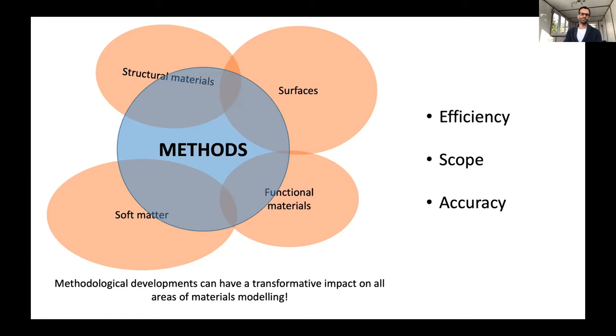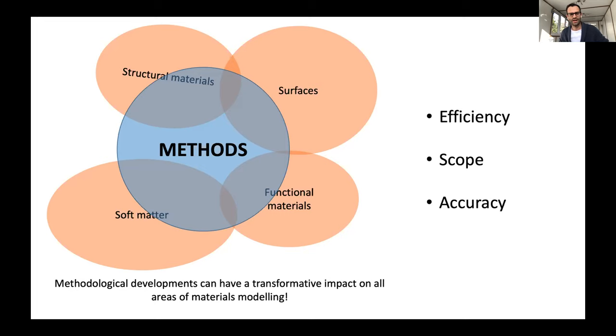But broadly, we can think about these methods in terms of improving the efficiency of existing methods, improving the scope of methods, and improving the accuracy. So when I talk about efficiency, we've already heard a number of times about the need to go to large enough length scales and time scales in order to access the physics we want. Now, some of this will be very much just simple hardware developments, right? Can we throw more computer time at it? Can we take advantage of new architectures, things like GPUs, co-processors, and improve parallelism strategies? And of course, that's only going to get us so far.